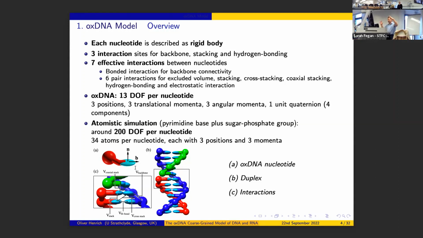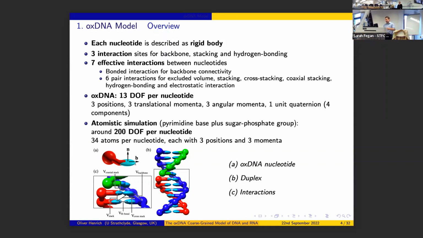Physically, it is actually a rigid body, spherical, with a moment of inertia that is the same for all axes. On this rigid body you have 3 interaction sites, highlighted here a little bit. One is called the backbone interaction site, which is roughly here. The shape indicates a little bit where these interaction sites are. Then a stacking interaction site and a hydrogen bonding interaction site. There's another slide after this which explains this in more detail.